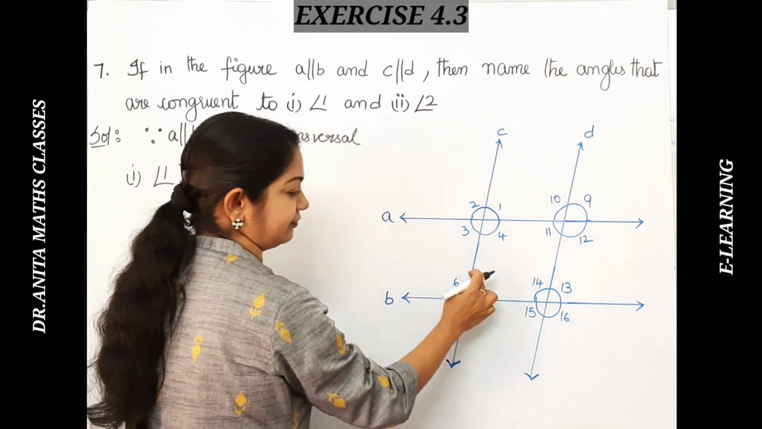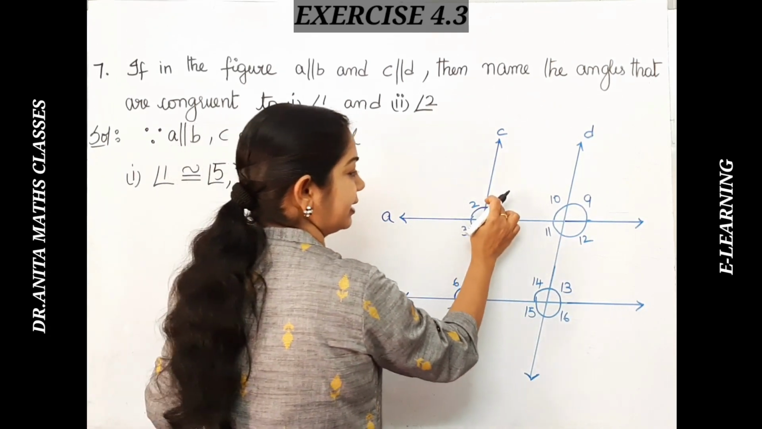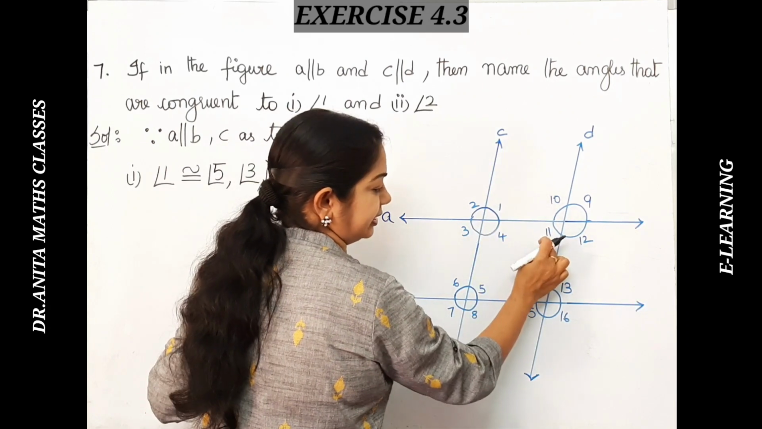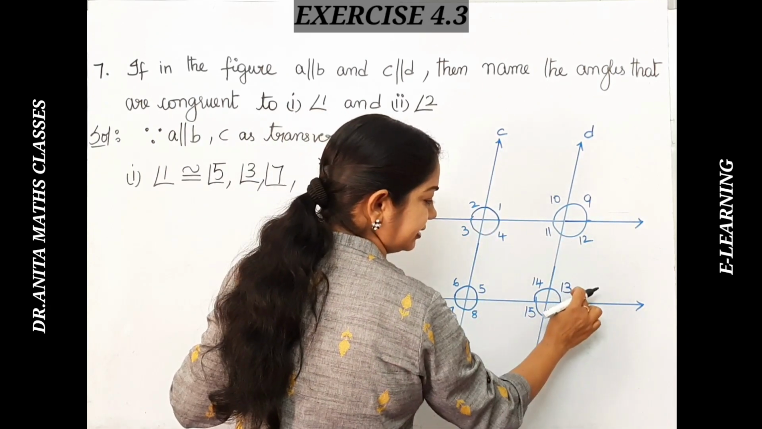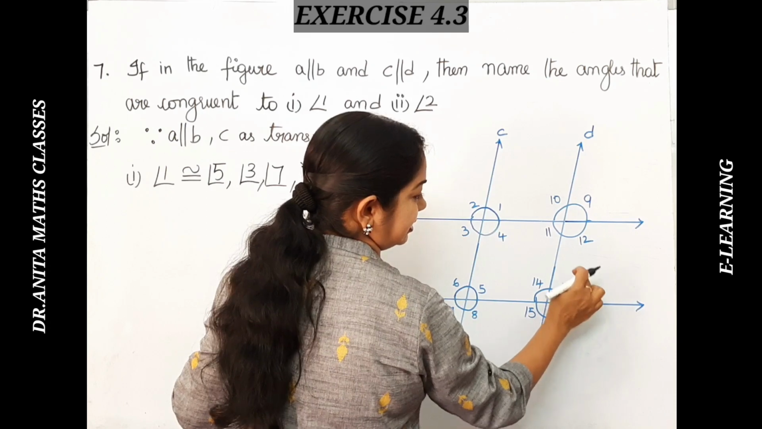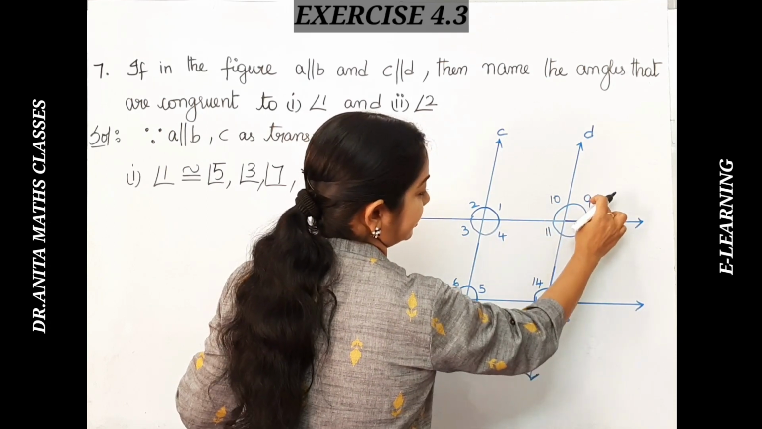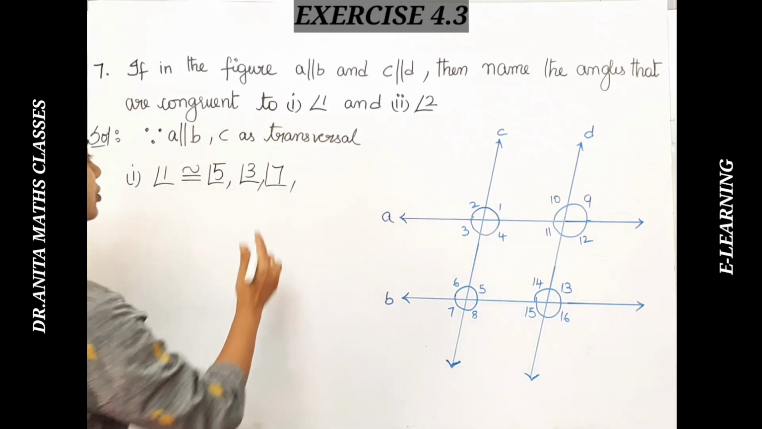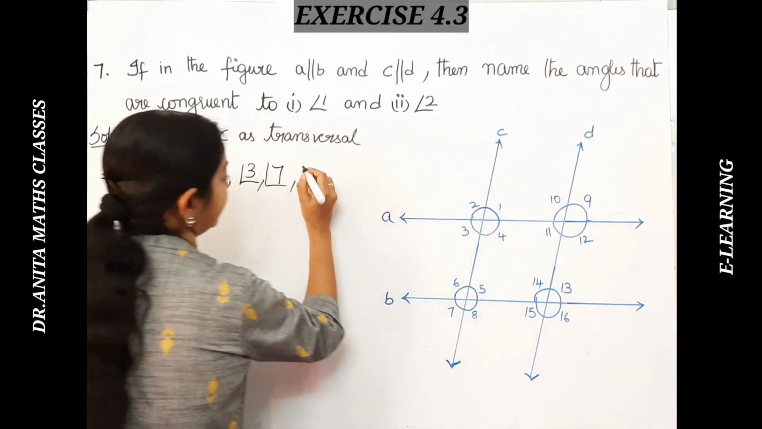Angle 13 and angle 5 are equal, corresponding. And angle 1 and angle 11 are equal because they are alternate interior, right? Angle 11 and angle 13, likewise, and also 9 and 13 and 5, likewise all these are equal. So let us take 1 and 9 here.